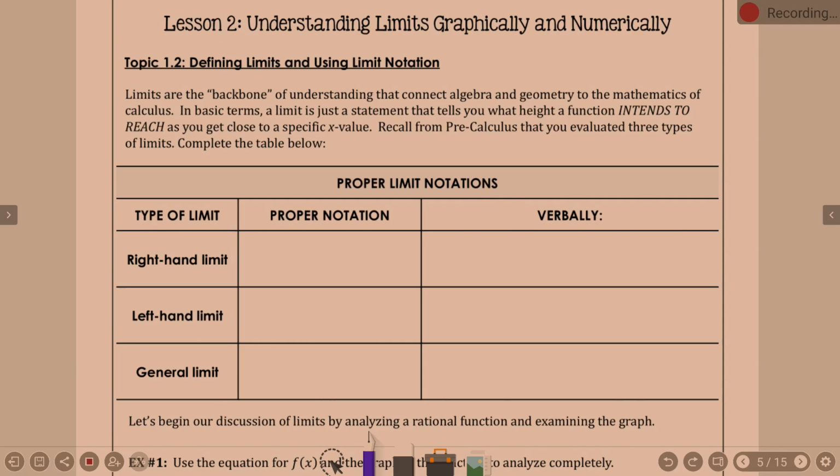Okay, so understanding limits graphically and numerically. Limits are the backbone of understanding that connect algebra and geometry to the mathematics of calculus. In basic terms, a limit is just a statement that tells you what height a function intends to reach as you get close to a specific x value. Recall from pre-calculus that you evaluated 3 types of limits.